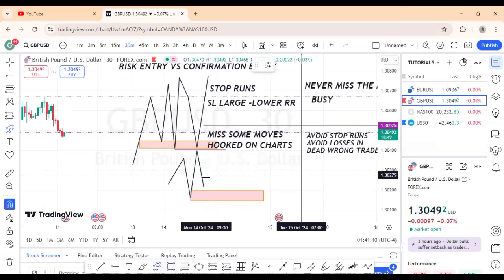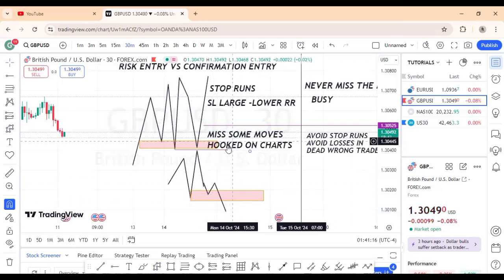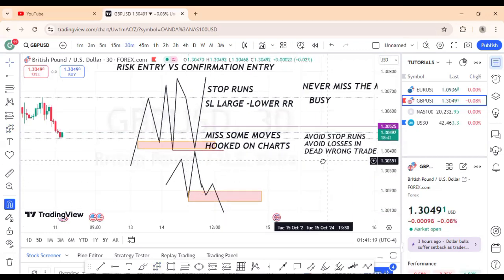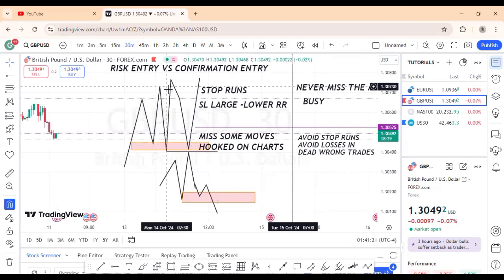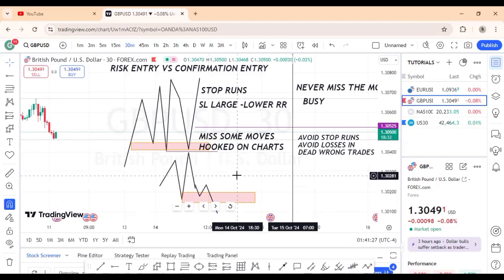So the market can just drop down. In these kind of scenarios, you have avoided a loss because you are dead wrong, right? But if you're someone that uses risk entry, he's going to take a loss on this because he has already placed his buy limit. Meanwhile, the person that is waiting for a confirmation entry is still waiting. He has not executed yet.